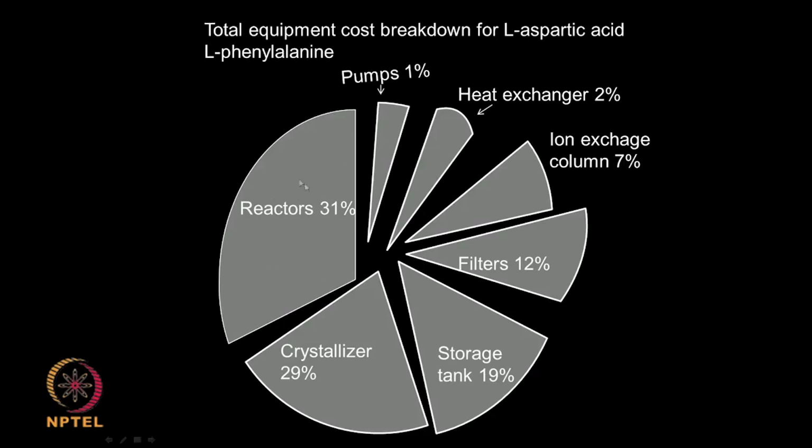Let us look at the equipment breakdown cost for aspartic acid and phenylalanine. You can see reactors take only 30%, the remaining is because of the downstream. You have the storage tanks, the crystallizers, the filters, heat exchangers, ion exchangers, pumps, and so on. So, almost 69% of your expense is because of those various equipment downstream of the reactor. So, we need to look at how to reduce those numbers and how to optimize them, thereby I can achieve a reduction in the total equipment cost.